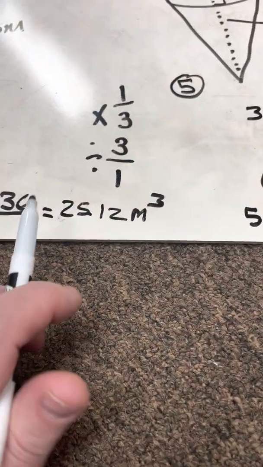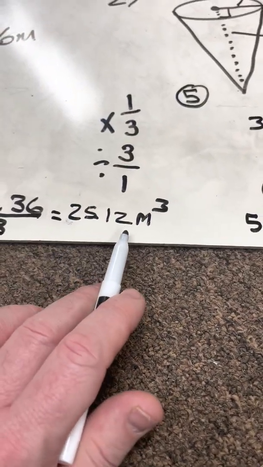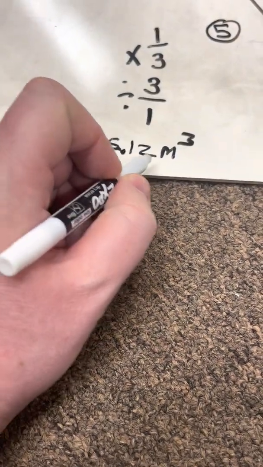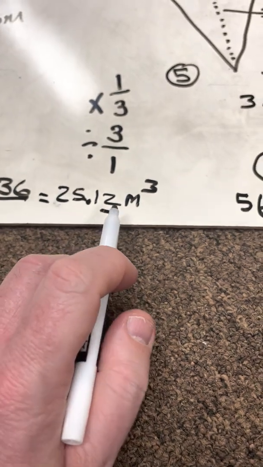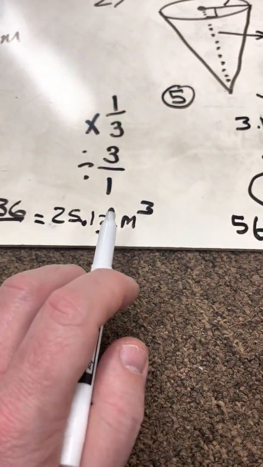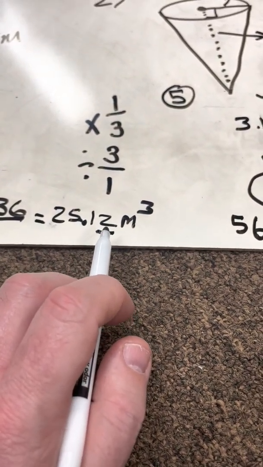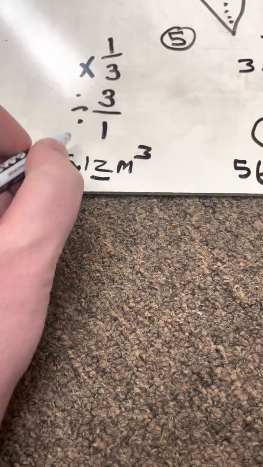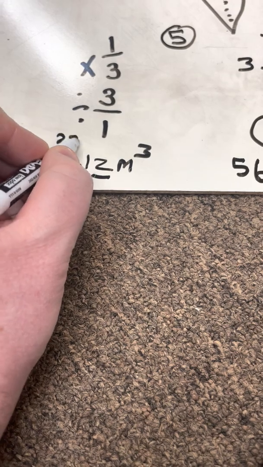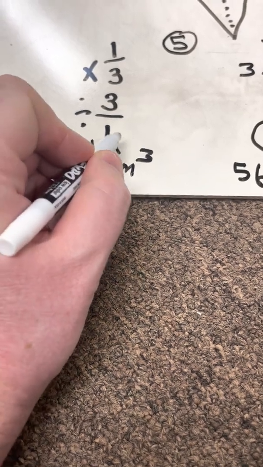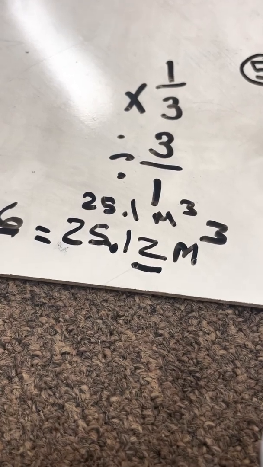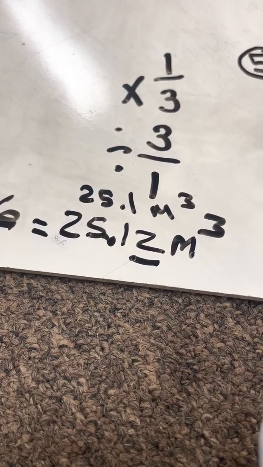So if I go back to my first one, 25.12, I'd look at my 2 in the hundredths place, okay? And that would tell me to round down. Because remember, 4 and less, we round down. 5 and higher, we round up. So in this situation, I would end up with 25.1 cubic meters as the answer that I would want there in number 1.